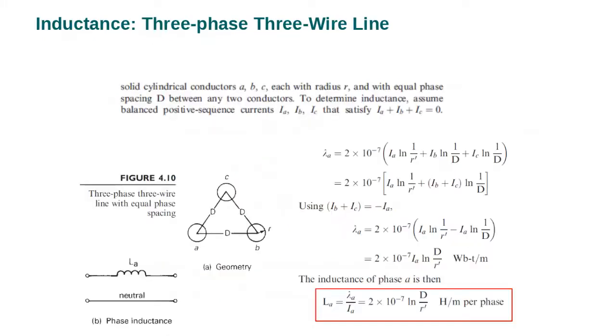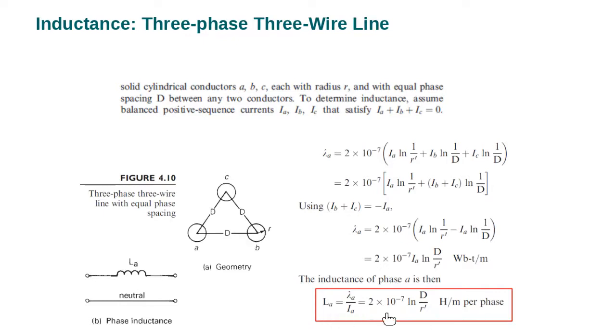Now 3 phase, 3-wire line. Here in this, it depends on how we connect it, how we connect the 3 phase. If they are connected in a triangle form like this, phase A, phase B, and phase C, if they are connected this way, they will have what?